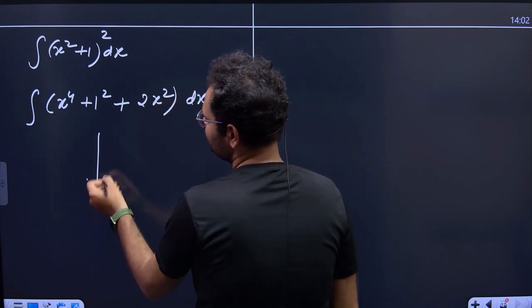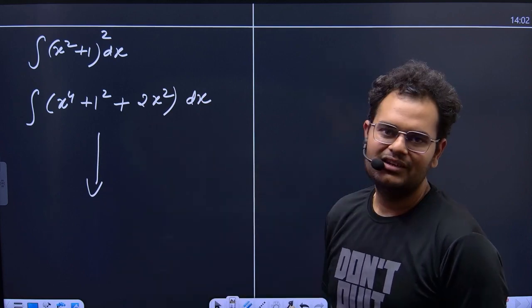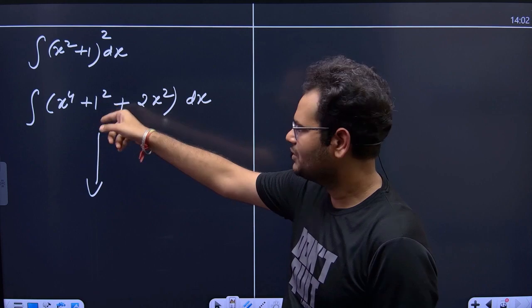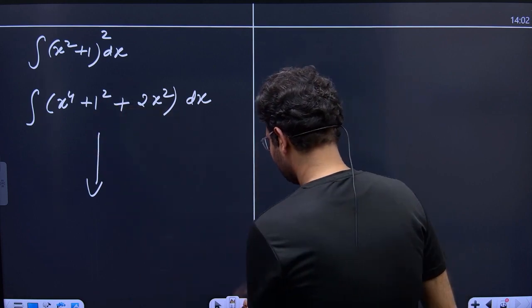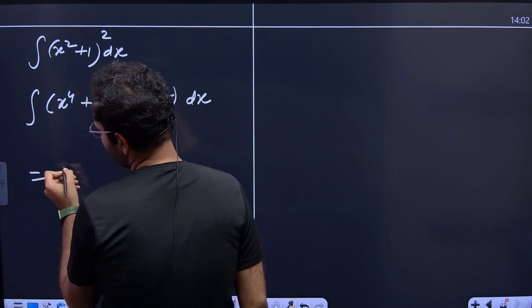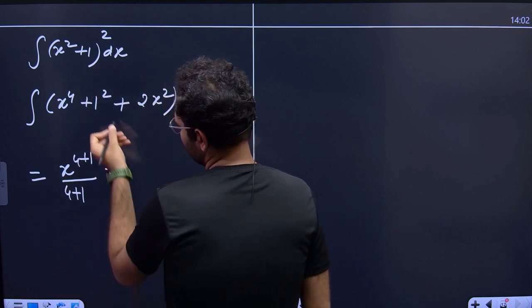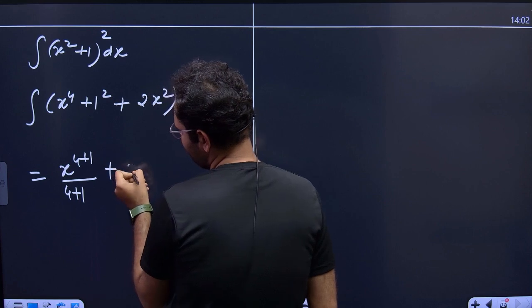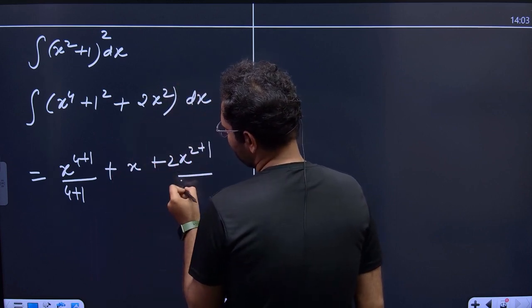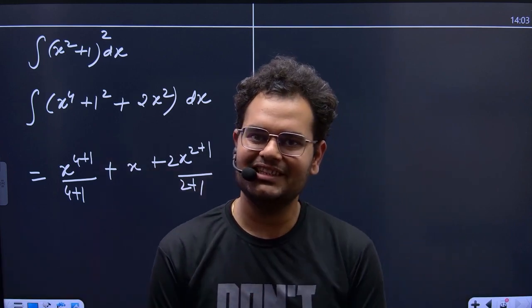And now this integration is very easy. What is difficult in this? x to the power 4 plus 1 upon 4 plus 1, and 1 square, that is 1, x will come. Anyway, I will write the answer. So x to the power 4 plus 1 upon 4 plus 1, plus 1, integration of 1 is simply x, and here 2x to the power 2 plus 1 upon 2 plus 1. Okay, that's it. See you till the next lecture. All the best.